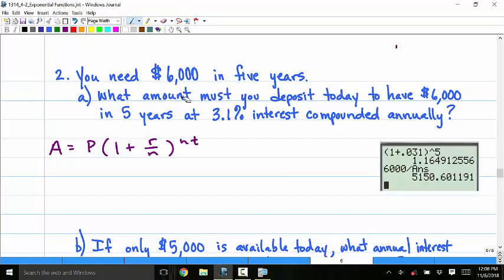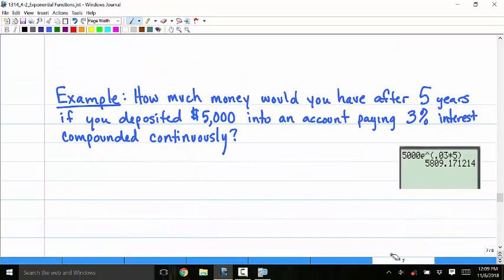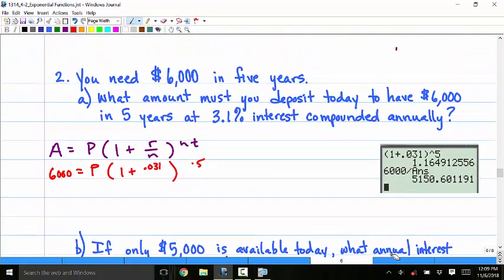Okay, you have your A. You need 6,000. You don't know what you must invest. That's your P. In 5 years, so that's your T. At 3.1% interest, so what's your R? 0.031. Compounded annually, so what is your N? Annually, N is 1.